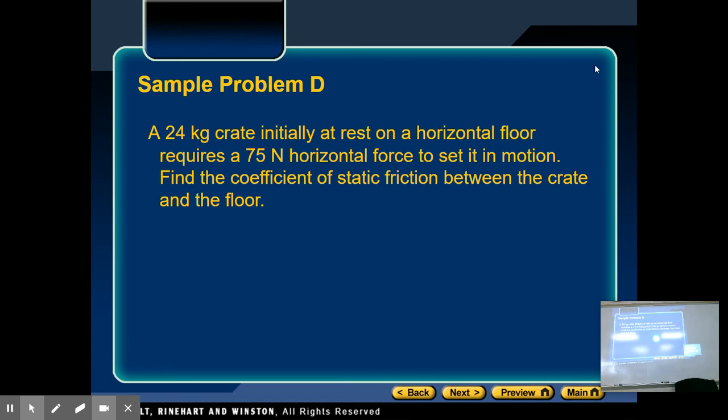Okay, so let's take a look at a practice problem here, and then we'll do a couple other practice problems, then we'll be calling it a day.